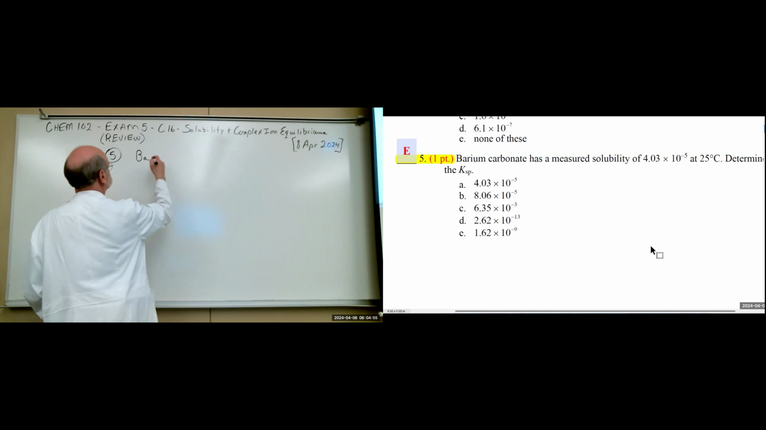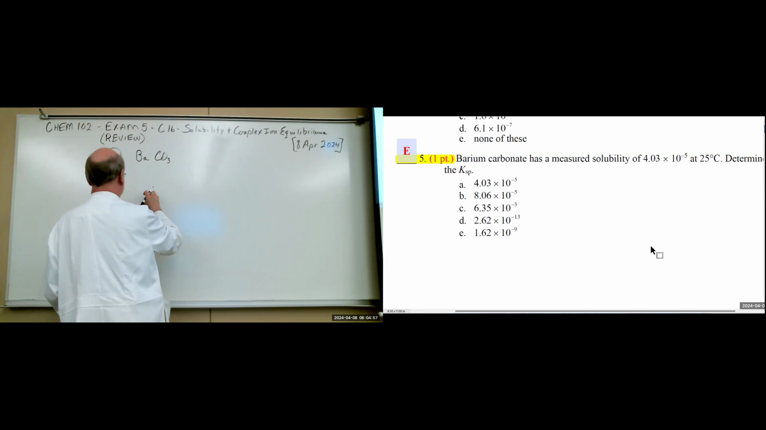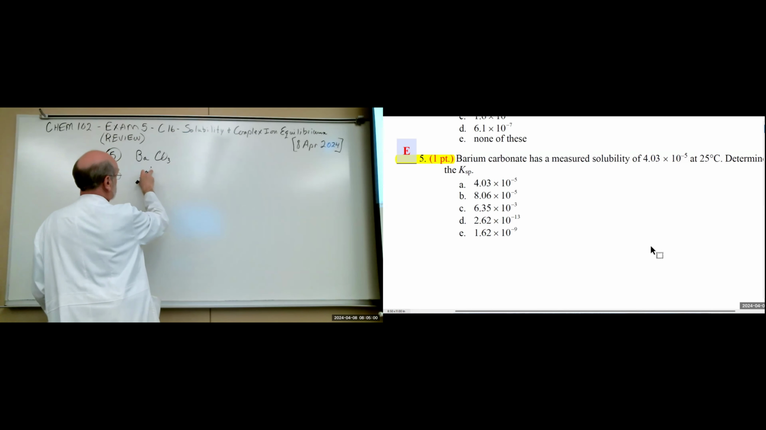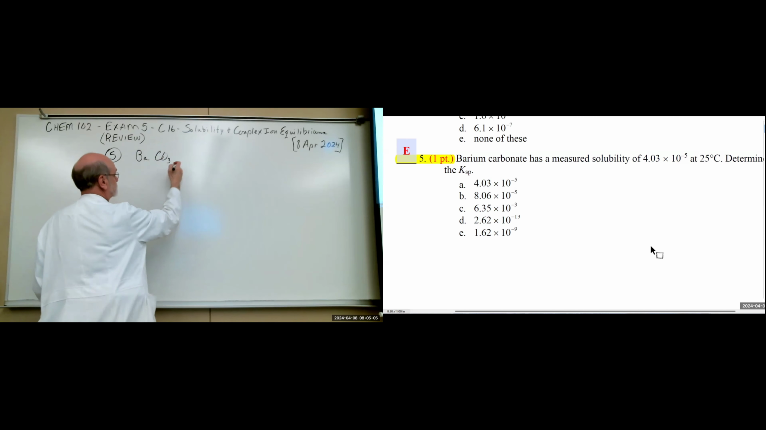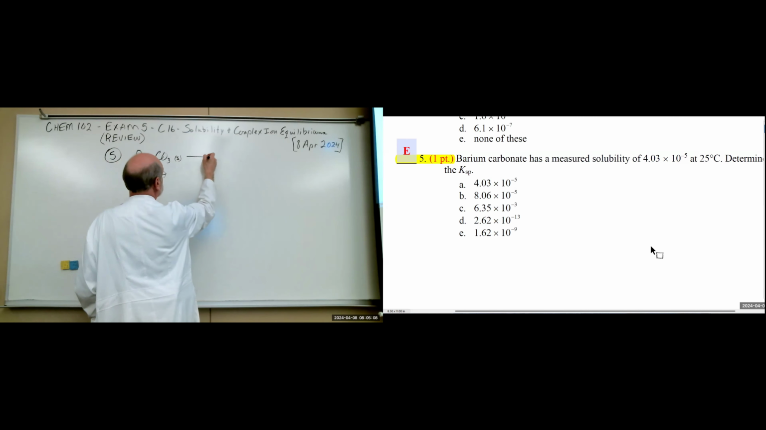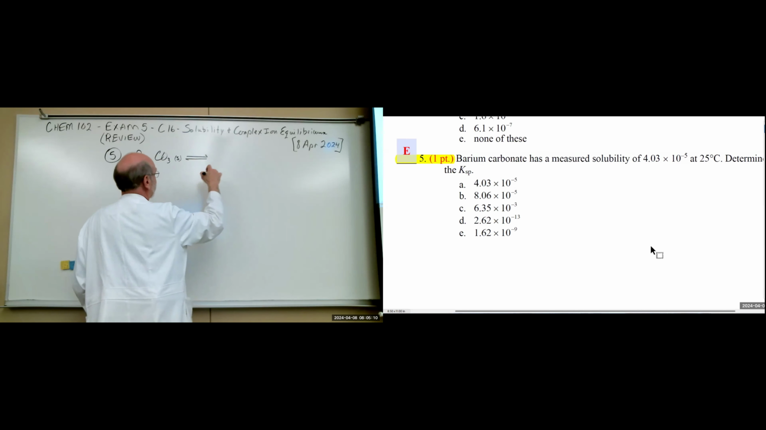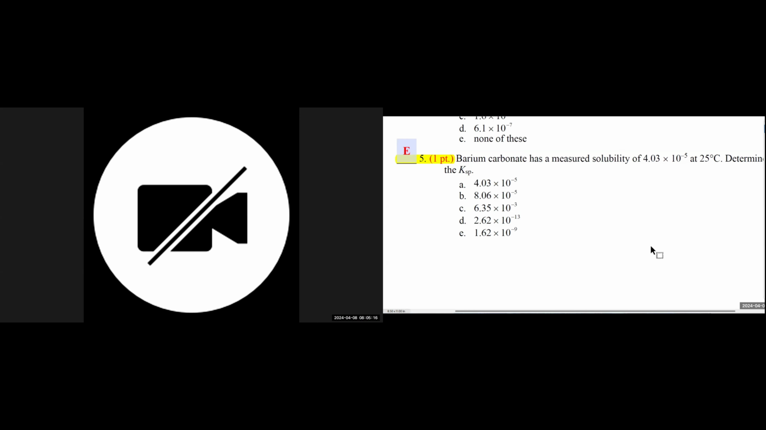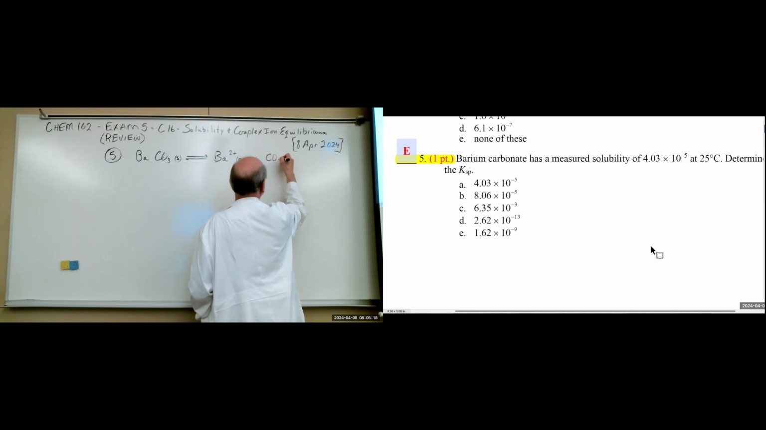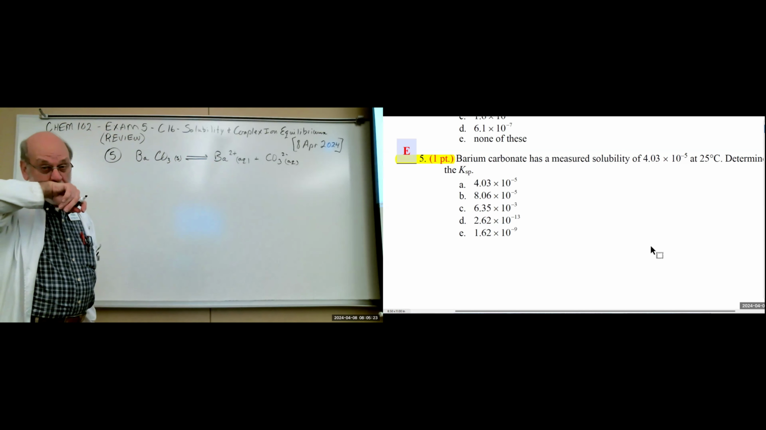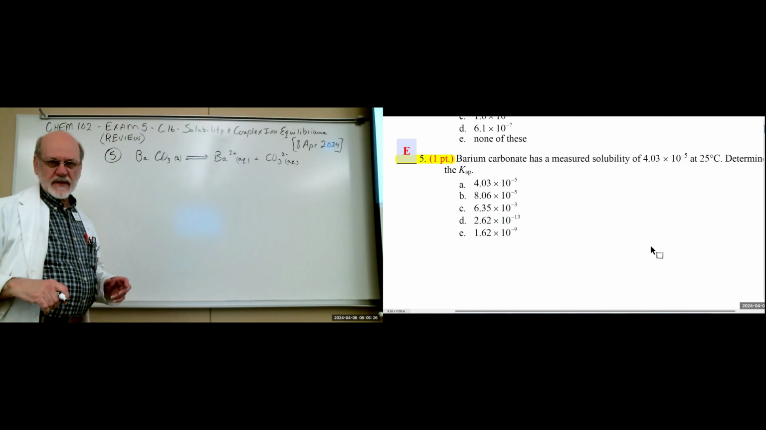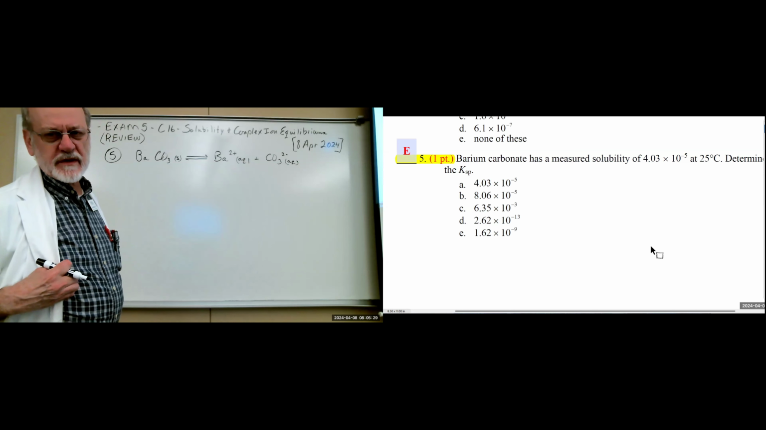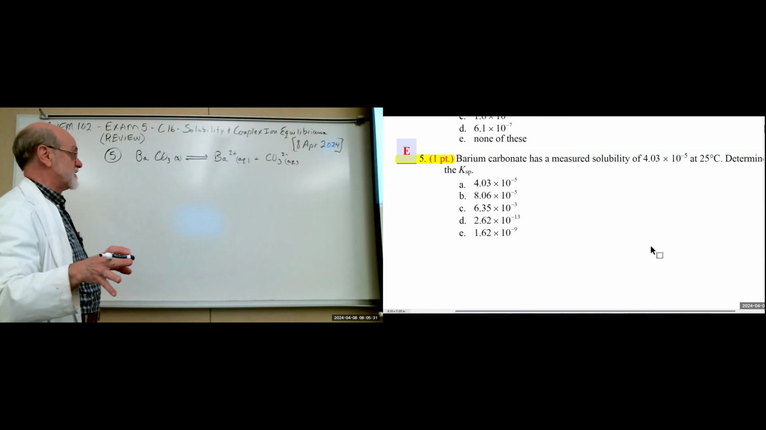Right, there's barium. There's carbonate. Barium is alkaline earth, 2+ charge, and carbonate has a 2- charge. That's it. And what is it going to do? It's going to break up into these 2 ions. Okay. And the KSP, let's see, has a measured solubility. So the solubility is given, but the KSP is not.